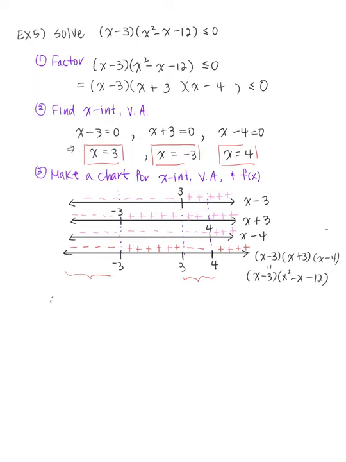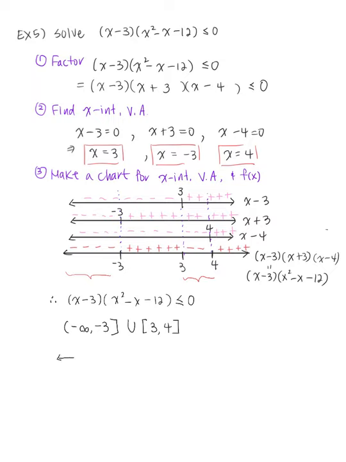So therefore, our function f of x, which is x minus 3 times x squared minus x minus 12, is going to be less than or equal to 0. That tells you that you better have closed brackets in your interval notation. So it's going to be negative from negative infinity to negative 3, close bracket, and then union, bracket, 3 to 4, and then close bracket.